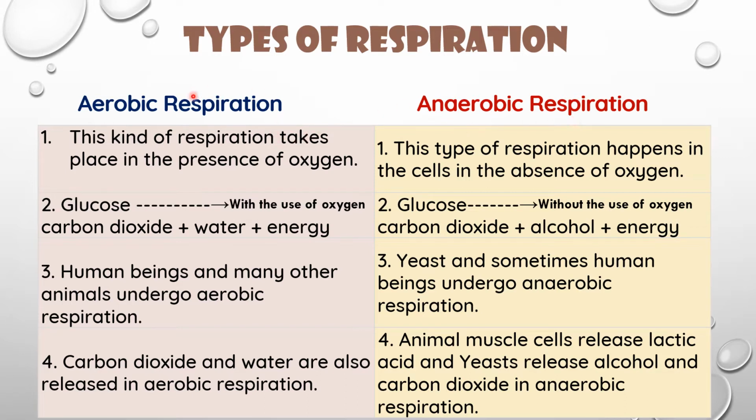Anaerobic respiration is just the opposite of aerobic. This type of respiration happens in the cells in the absence of oxygen. Aerobic respiration happens in the presence of oxygen, but anaerobic respiration happens in the absence of oxygen. It is the breakdown of food in the absence of oxygen. That is the main difference between aerobic respiration and anaerobic respiration.